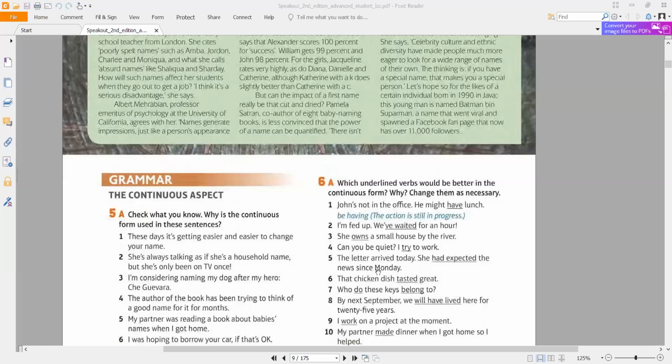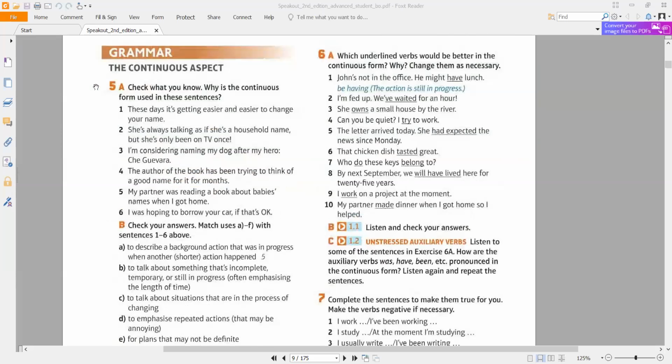Okay, let's continue. So if you can see my screen now, here next to the grammar, they're going to talk about the continuous aspect. Now, what do you think about the continuous? Do you think it's just the present continuous? How many continuous tenses do we have in English? Do you have any idea about that?